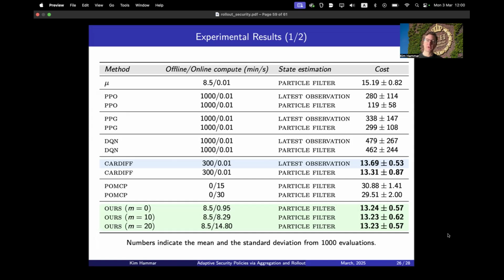So this was the evaluation for Cage2 when the system remained stationary throughout the entire evaluation. But we also did an evaluation where the system changes in unpredictable ways, which is a bit more realistic. And in that case, we can see that the offline methods, such as the base policy and Cardiff, perform quite badly. Whereas our method, which is able to adapt to the changes, gets a significant improvement in terms of cost. And notably, this improvement is also very significant when you compare it to the other online method, namely POMCP.